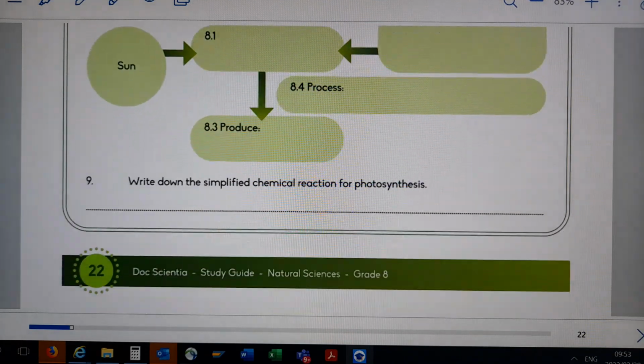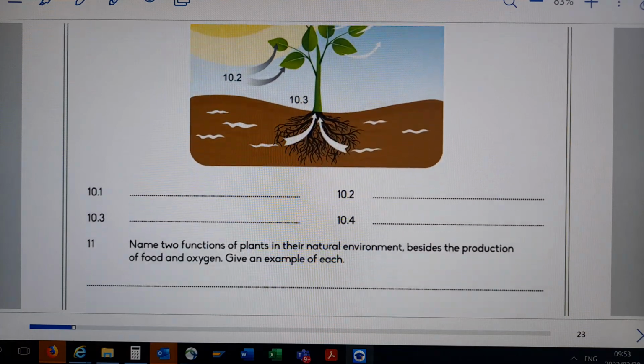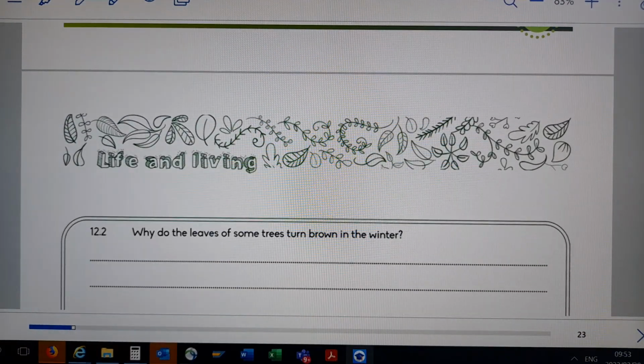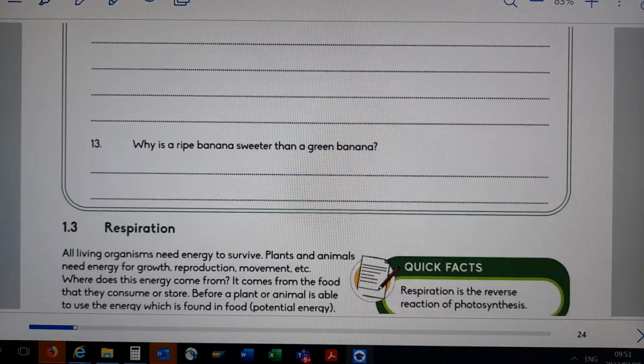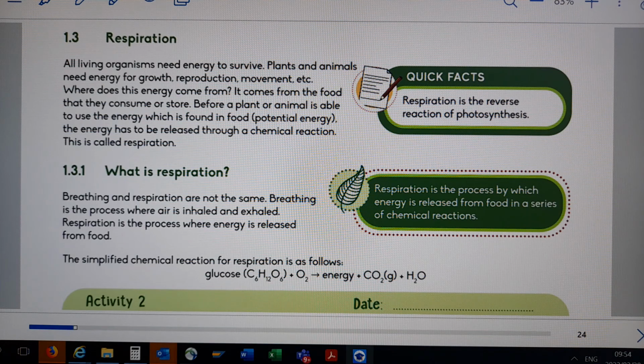This is a lot of work. If you don't start working now and memorizing now and doing the exercises that are in the book, by the time you come to the end of the term, it will be a lot of work for you to do. When we continue next time, we are going to look at page 24 and cover respiration.